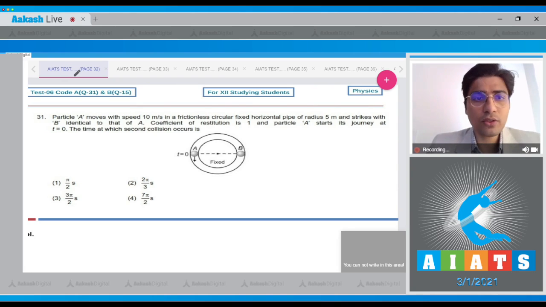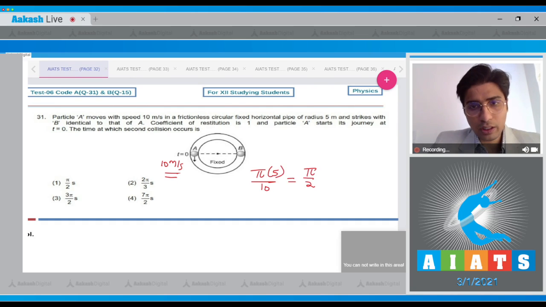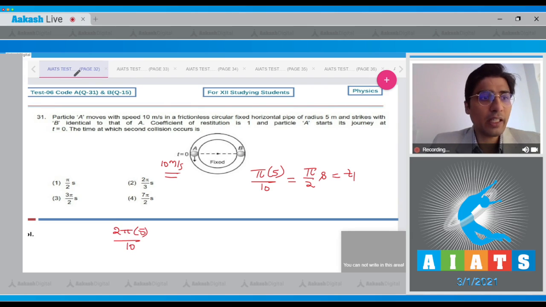Dear student, for the first collision, the speed is given as 10 meter per second and the time taken will be the distance, that is pi into 5 divided by the speed 10. So this will be equal to pi by 2 seconds. So this is the time for the first collision. For the second collision, the time will be 2 pi into 5 by 10, that is the remaining distance. So this will be equal to pi.